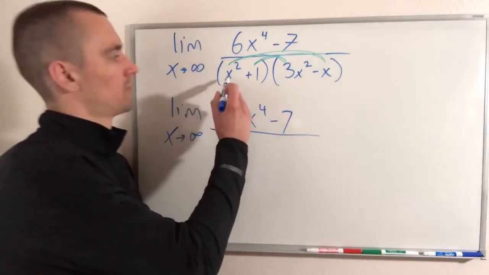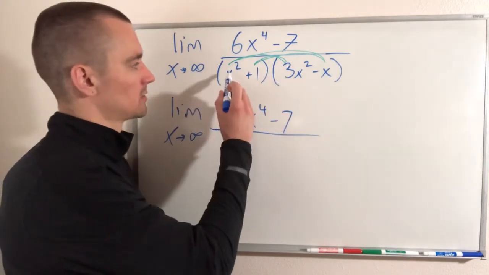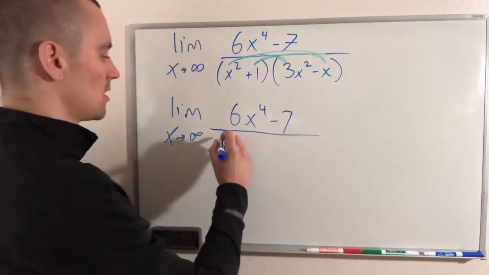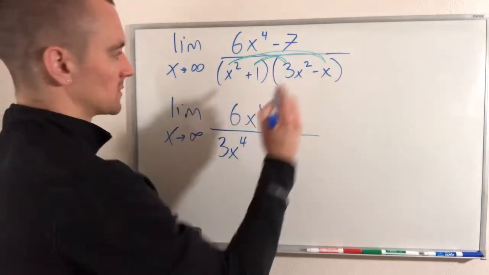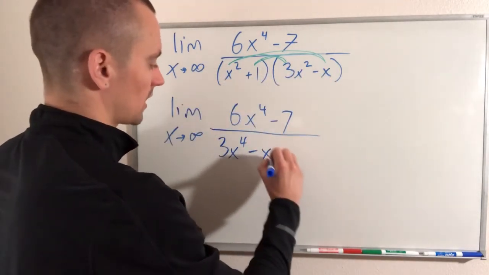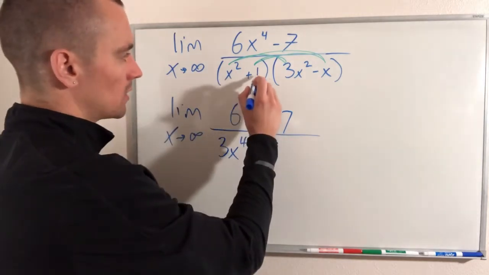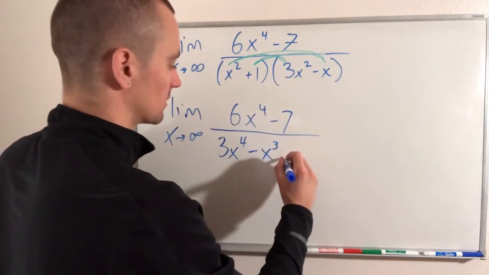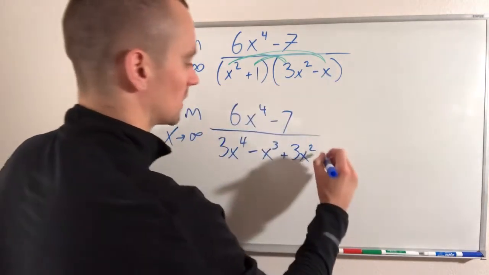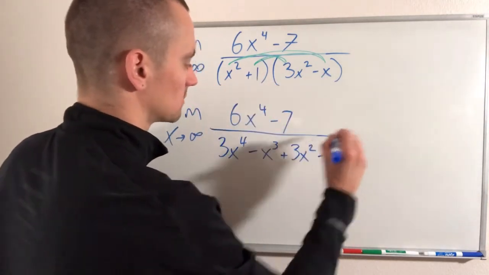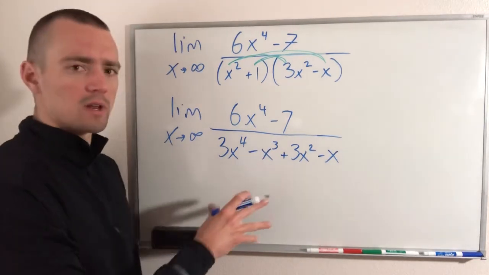So we'll have the first terms times each other: x squared times 3x squared would give us 3x to the fourth. x squared times negative x would give us negative x cubed. 1 times 3x squared would give us plus 3x squared. And then 1 times negative x would give us minus x. Okay, so now we've expanded it all out.